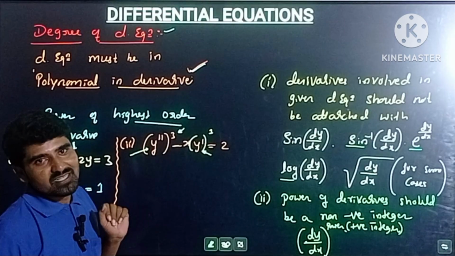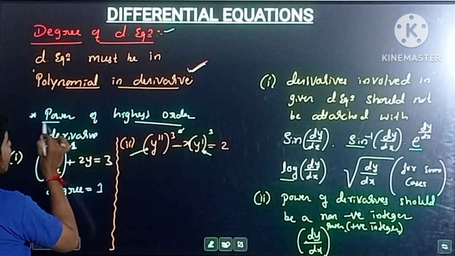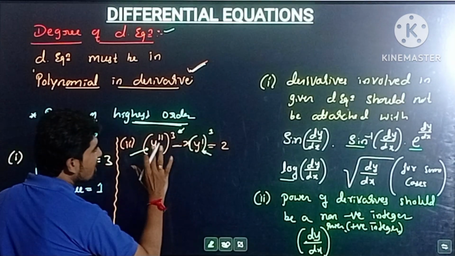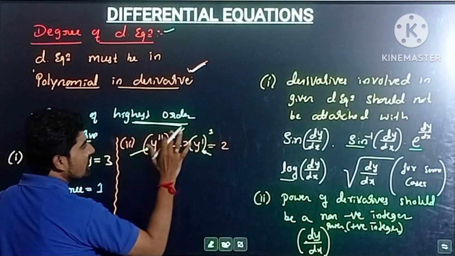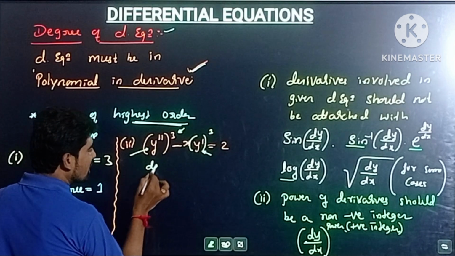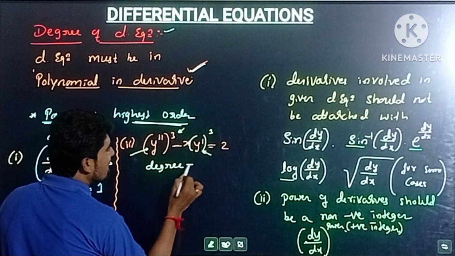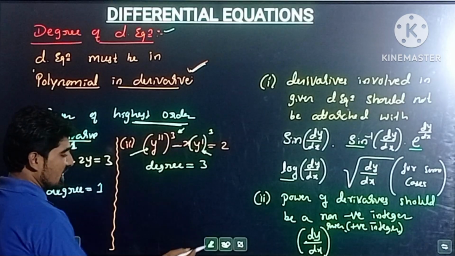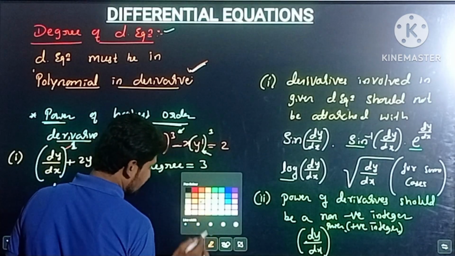And now what is the degree? As you know, degree is the power of the highest order derivative. Here the highest order derivative is the second order derivative and its power is 3. Therefore, the degree of this second differential equation is 3. I hope all of you understood. Let us consider one more example.